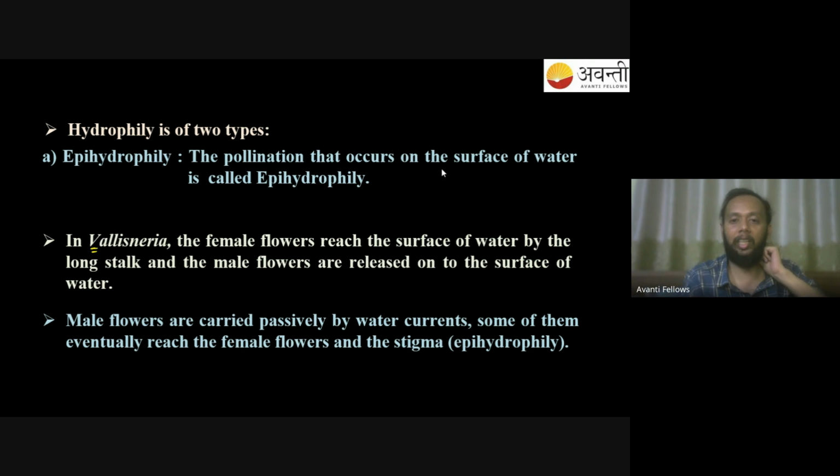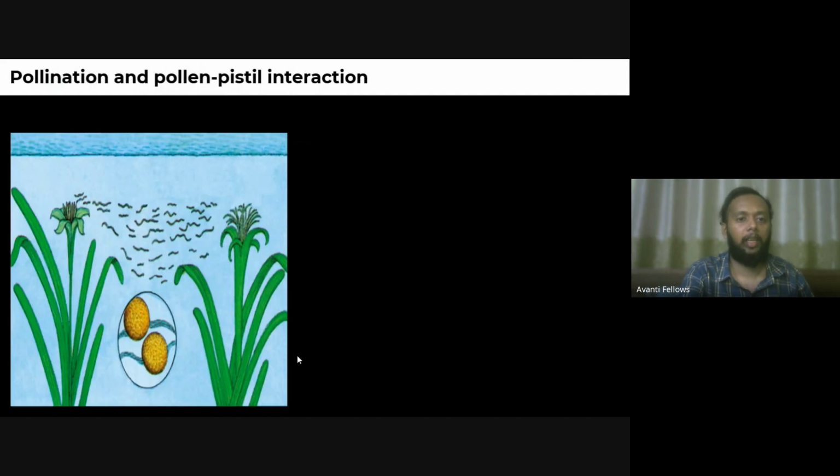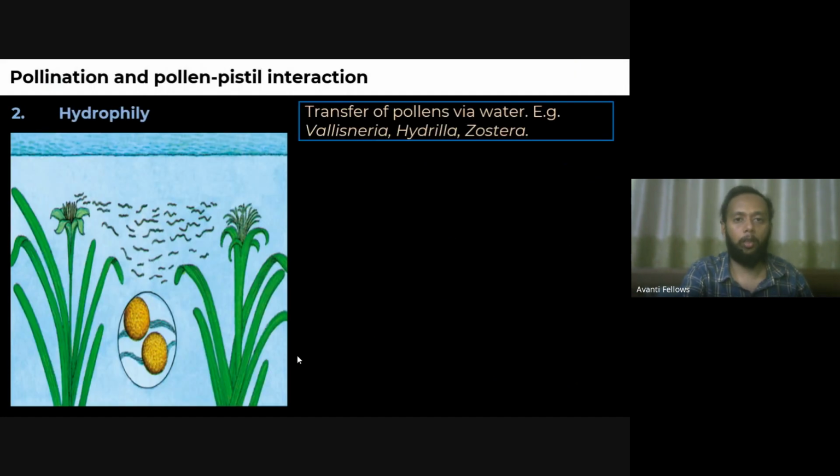So that is what you find happening over here. Remember, Vallisneria is a very good example. The female flower will reach the surface by a long stalk, and the male flowers are released onto the surface of the water. Something I've just told you, right? Male flowers are carried passively by water current. Some of them eventually reach the female flower. That is the story of your Vallisneria.